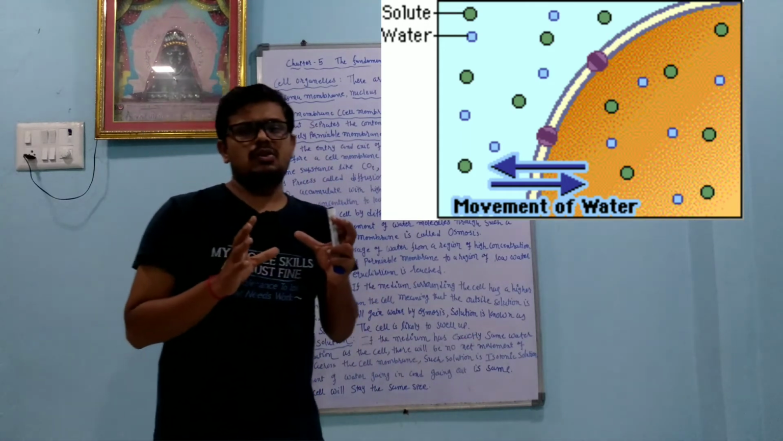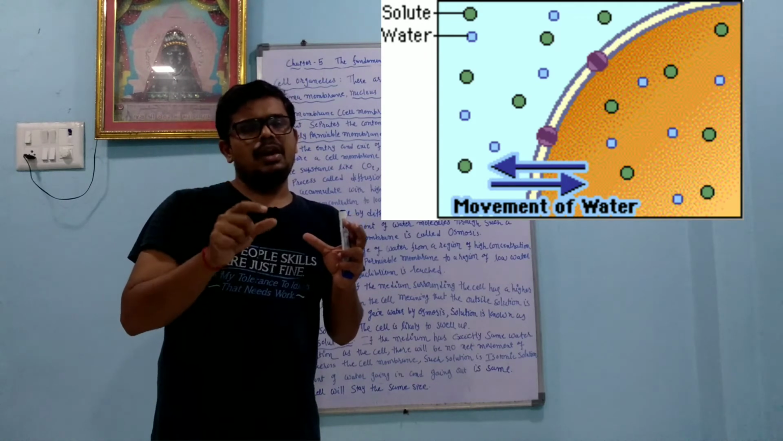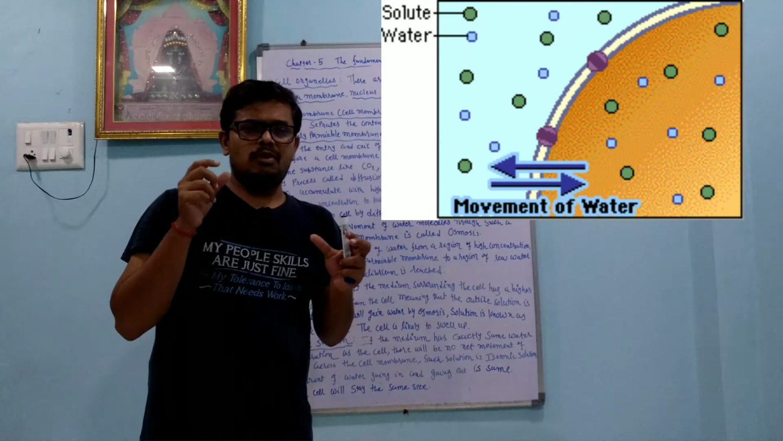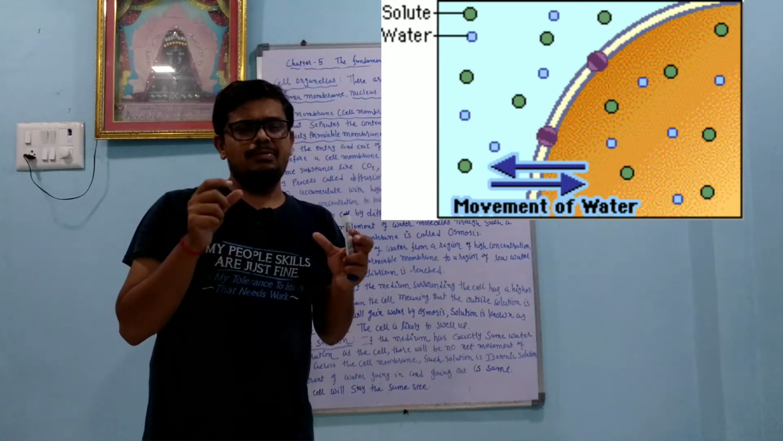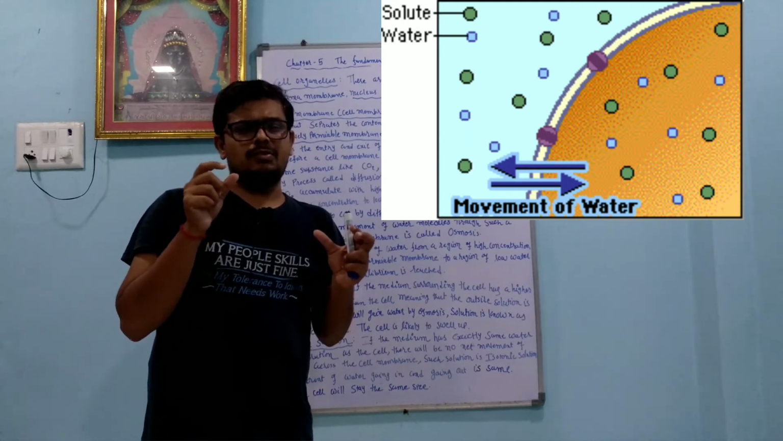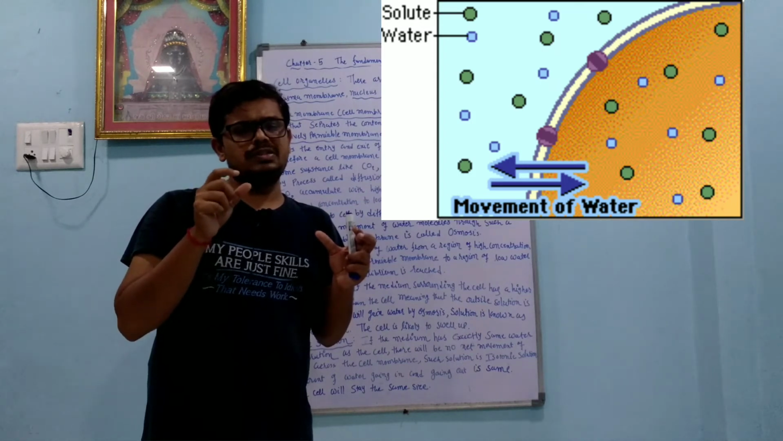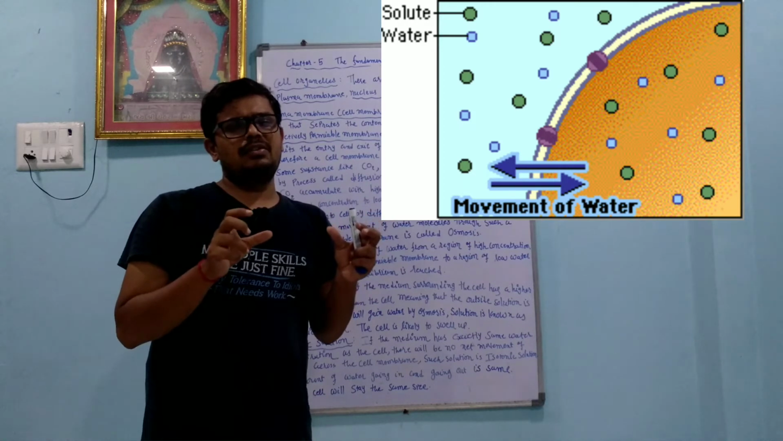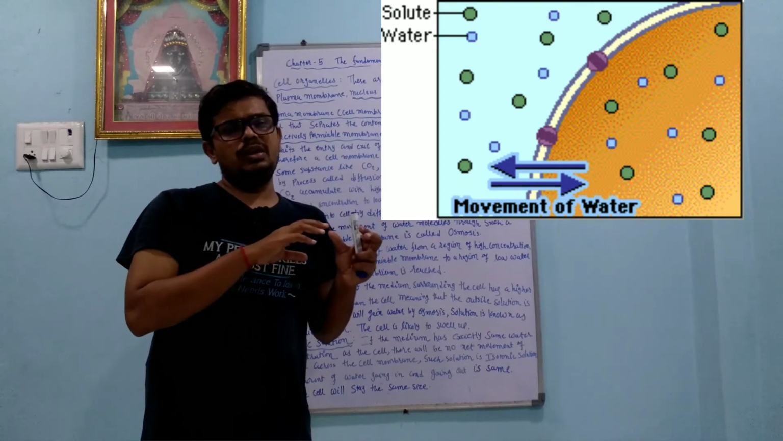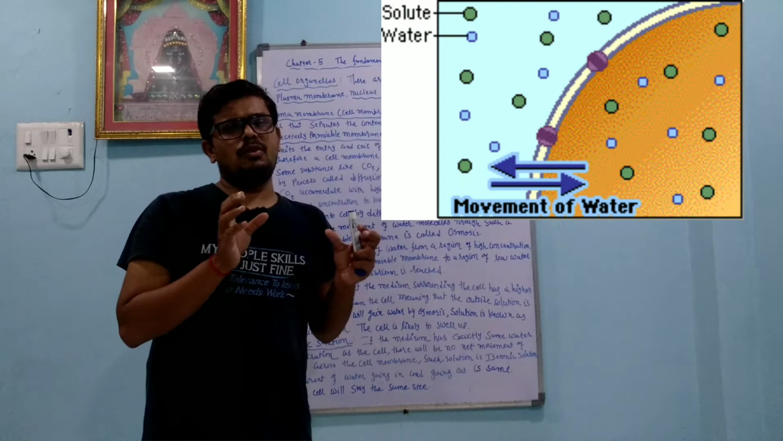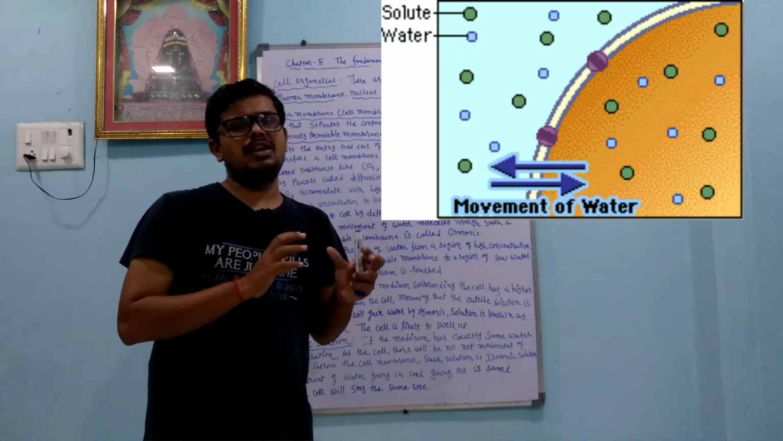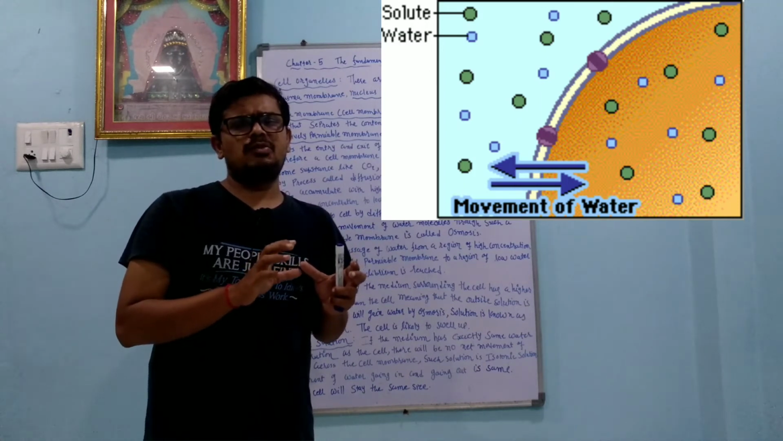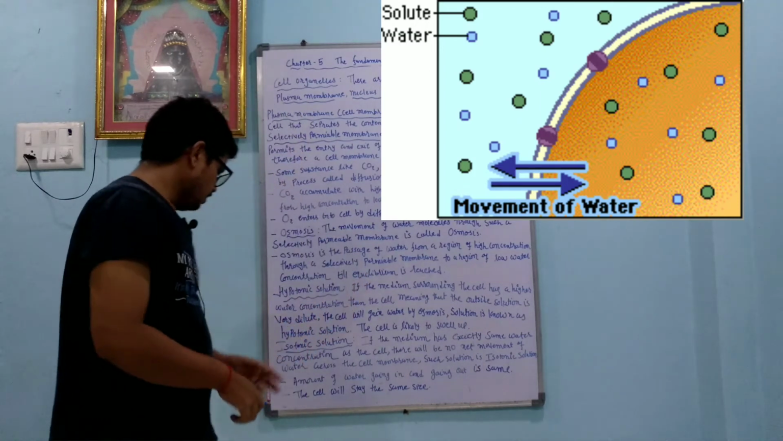So in an isotonic solution, suppose we have a fresh grape and we put it inside the water. What happens? Inside the grape the water concentration is the same as outside the grape, and because of that, neither is water going inside the grape nor coming outside of the grape. This type of solution is called an isotonic solution, and the size of the grape remains as it is.